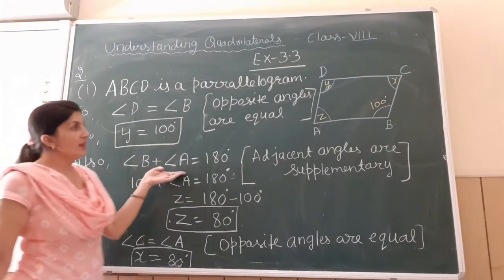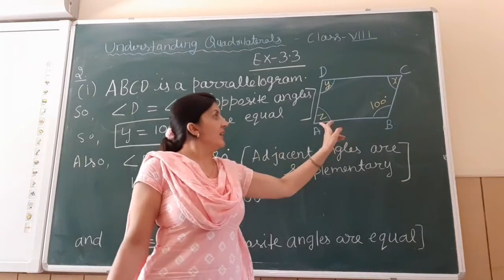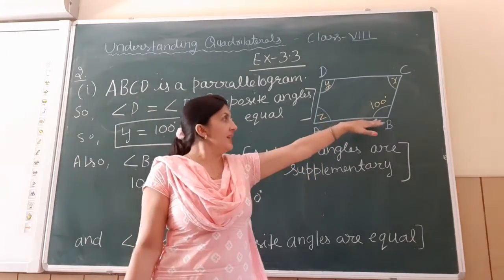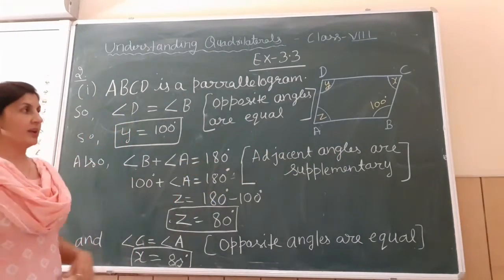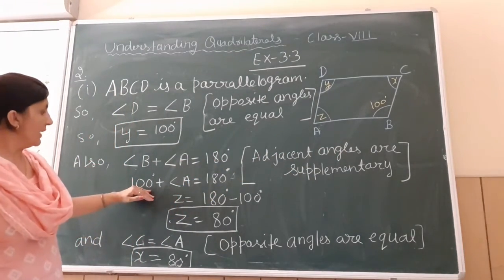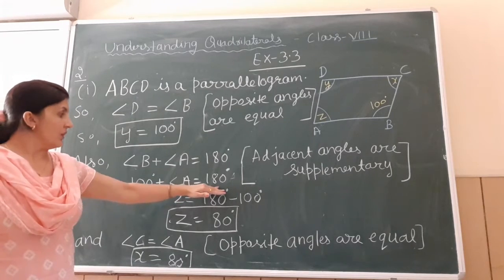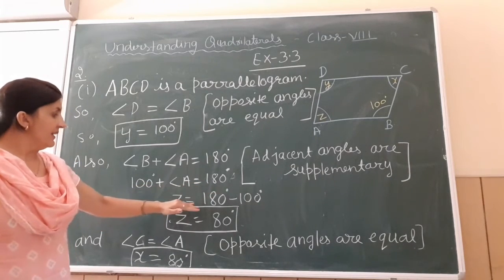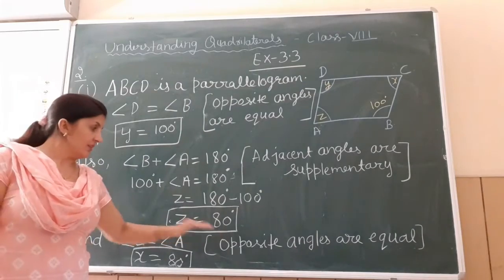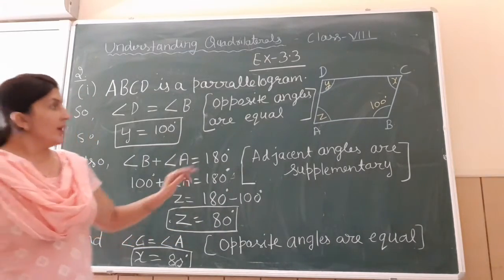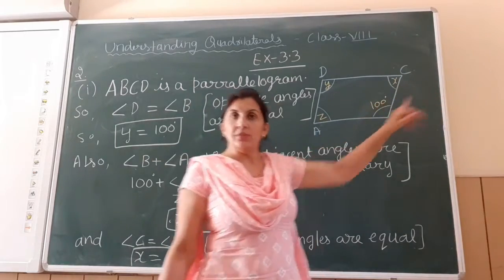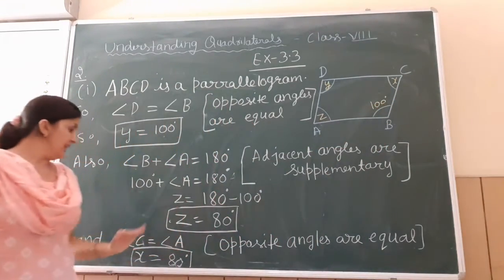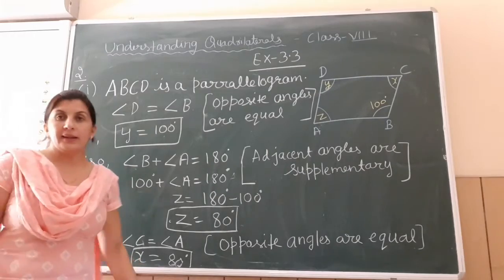Also angle B plus angle A. Both are adjacent angles and adjacent angles are supplementary. So their sum will be 180 degree. We put value of angle B. Angle A is equal to 180 degree. Angle A is Z. Z is equal to 180 minus 100. This is 80 degree. Now we are left with angle X and angle Z. These are opposite angles again. So opposite angles are equal. So X will be 80 degree.